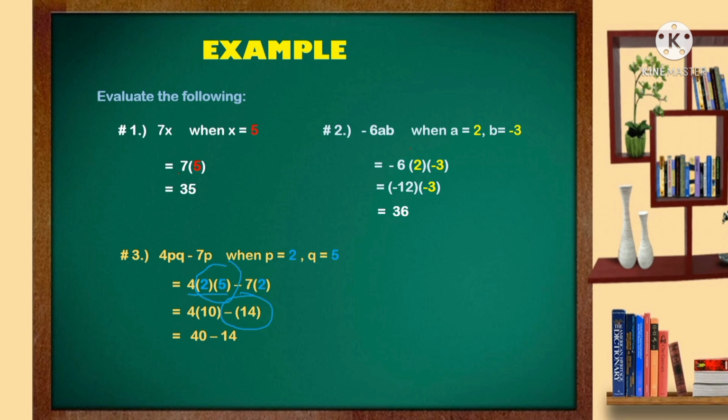So if you remember our rules in integers for subtraction or addition, you have to copy the sign of the largest absolute value. Since 40 is the largest one, 40 minus 14 becomes positive 26.